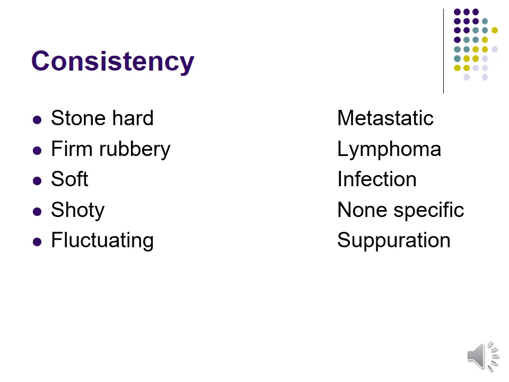Fluctuating sensation means suppuration either in acute abscess or in cold abscess of chronic non-specific infection. Lastly, matting of lymph nodes together means they are adherent to each other. It's an indication that this is a chronic infection with fibrosis, and it is a characteristic of tuberculous lymphadenitis.